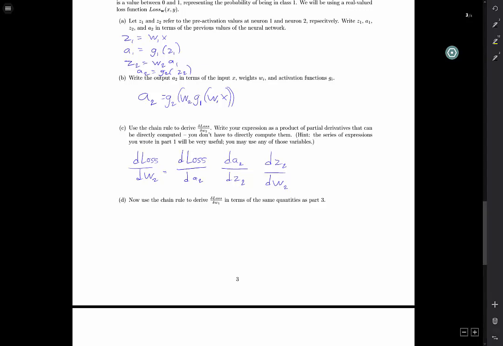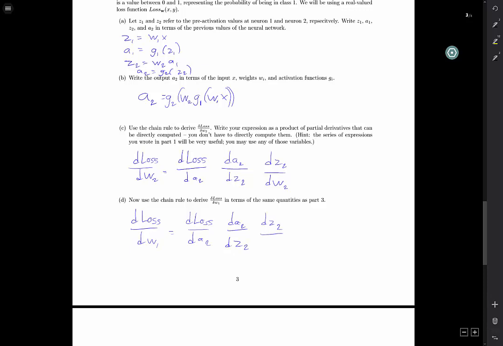Now in part D, they're going to have us do the same thing, but for D1. So we're going to start out the exact same. What is the loss in terms of? It's in terms of dA2. Now what is dA2 in terms of? It's in terms of Z2.